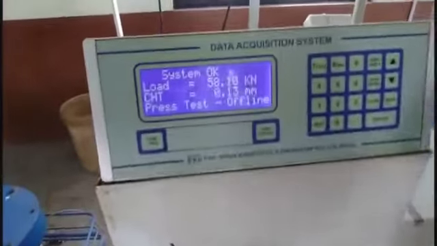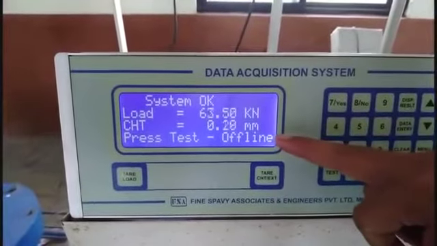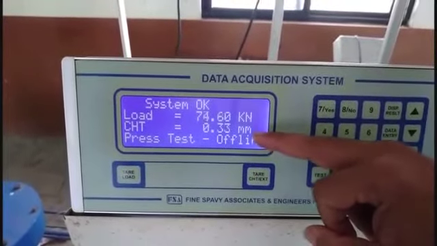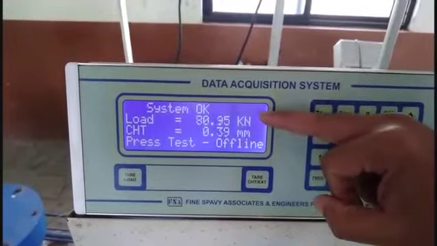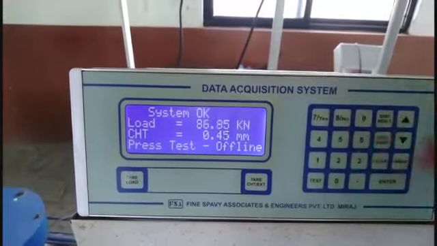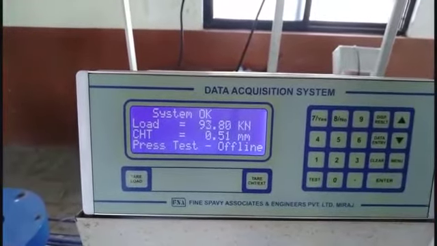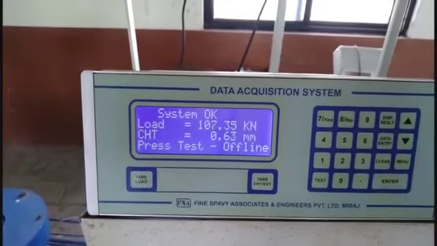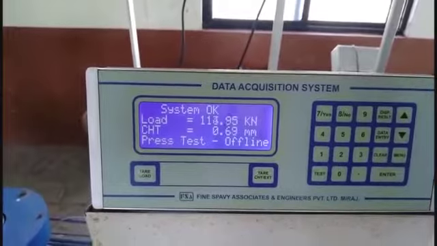So you can see the load reading and deflection reading. Now the specimen is compressed. The length is decreasing here and the load is increasing. You will see how much load it will take to fail. At the same time you will observe the specimen also.